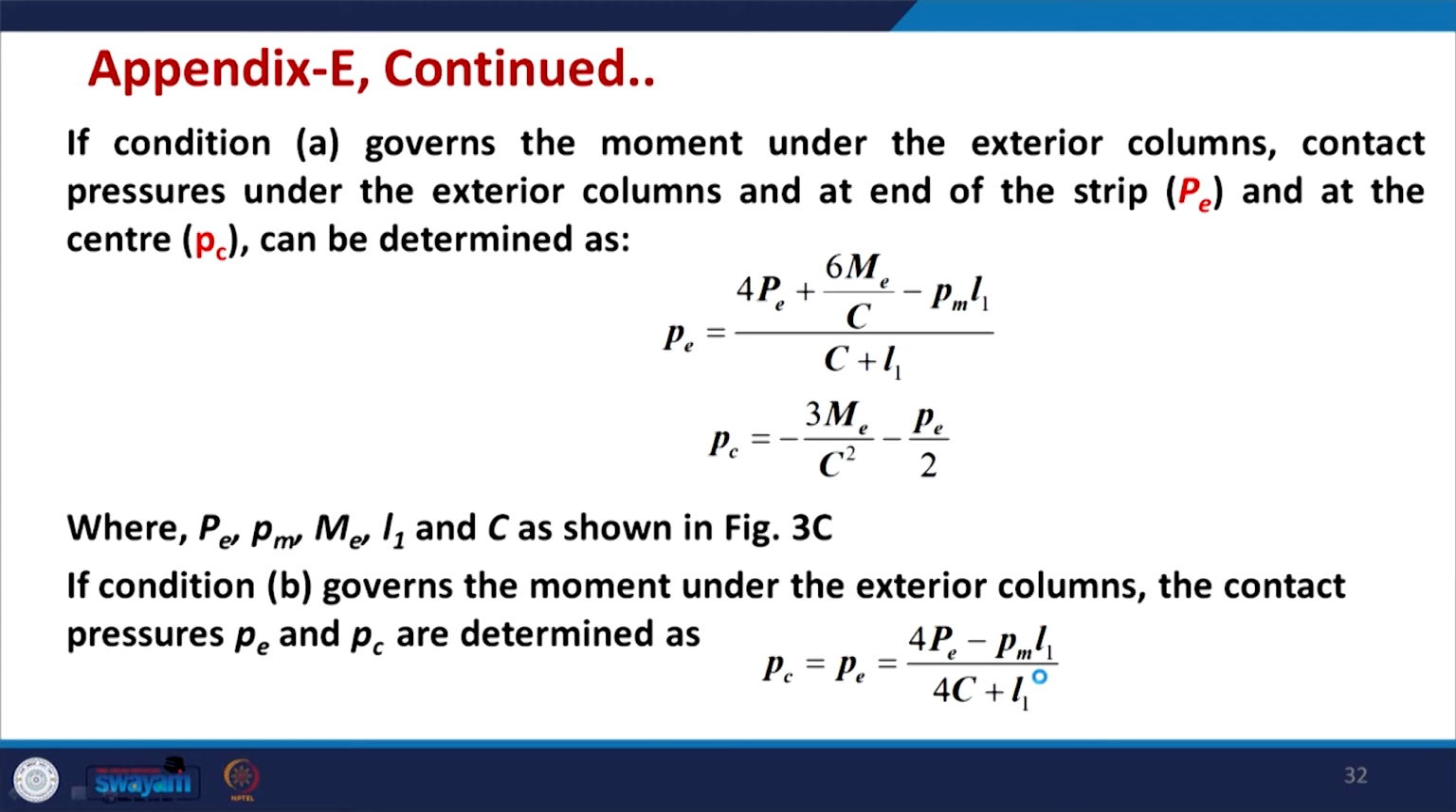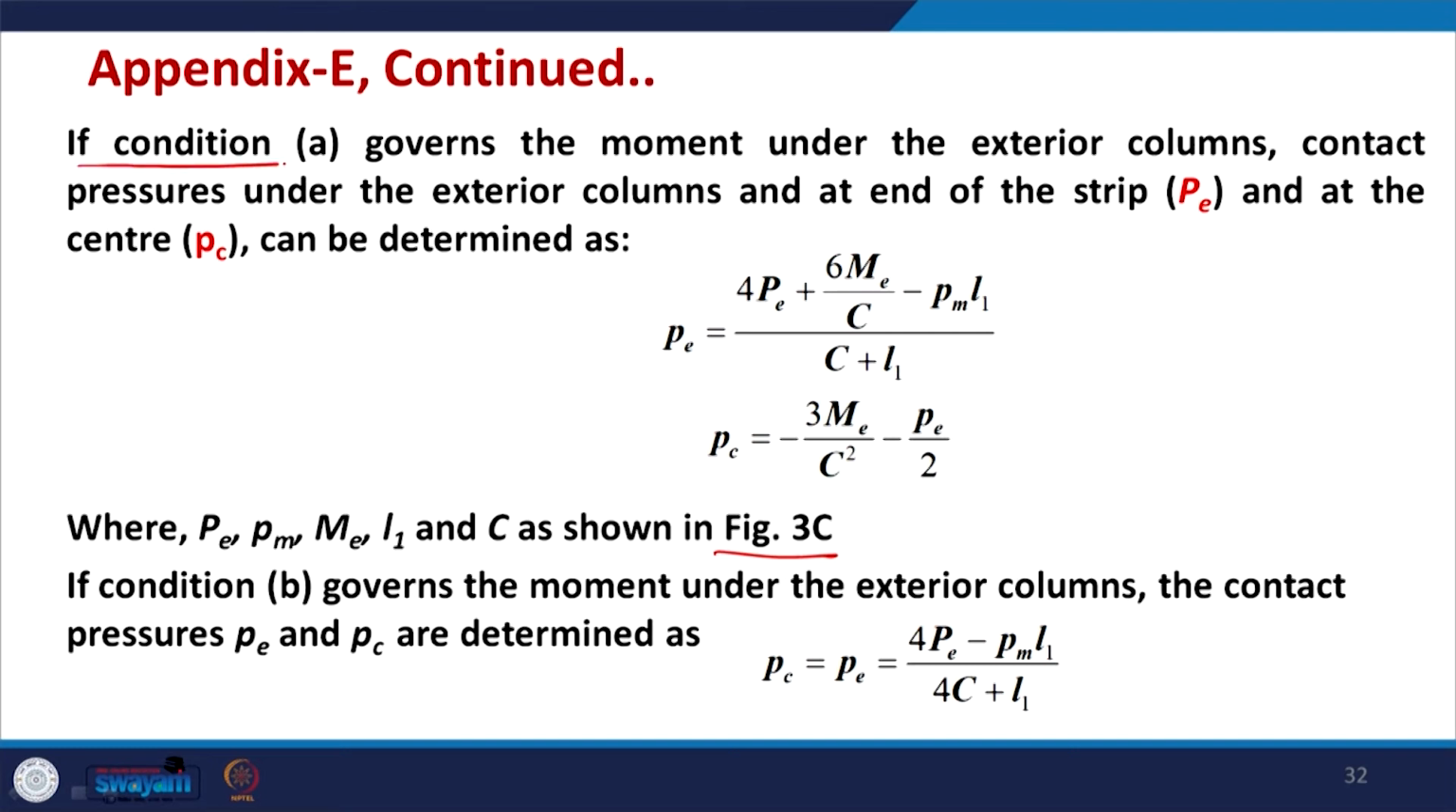So, you have the PE and Pc, PE is at the exterior column and Pc at the end C point where you have this bending moment 0. These are given from these relations. P and Me are already given, C is the distance, small pm we have already discussed earlier. So, all things on the right hand side are known. Once all things are known, then you can calculate the values of PE and Pc, and as we discussed, what is PE, Pm, these things are shown in figure 3c. So, PE and Pc are given from this relation, provided condition A governs the moments.